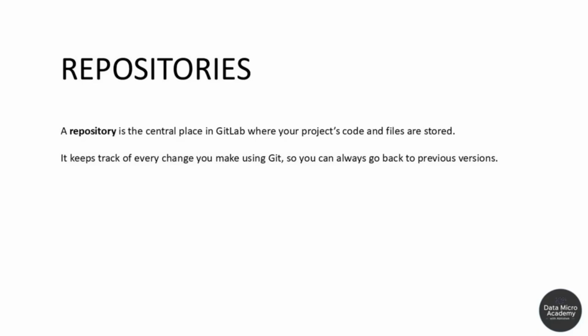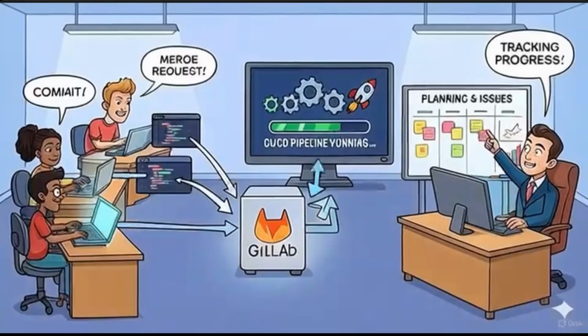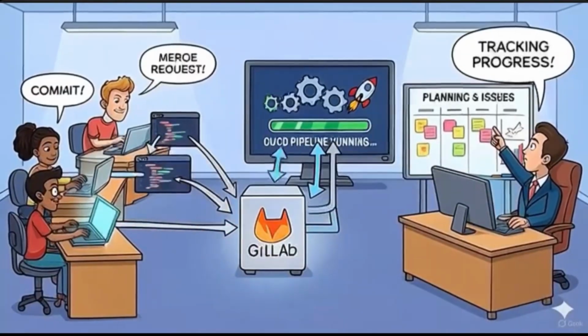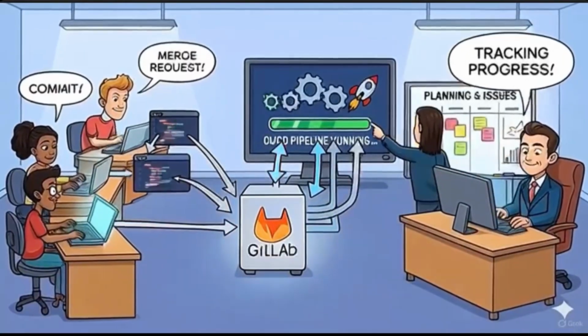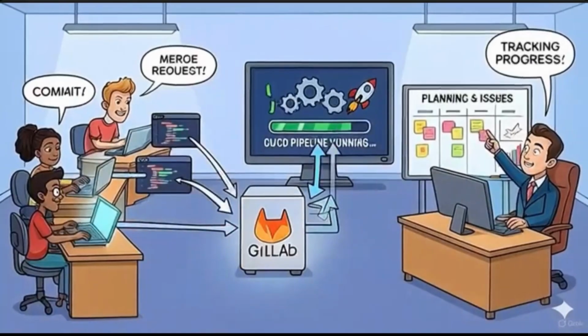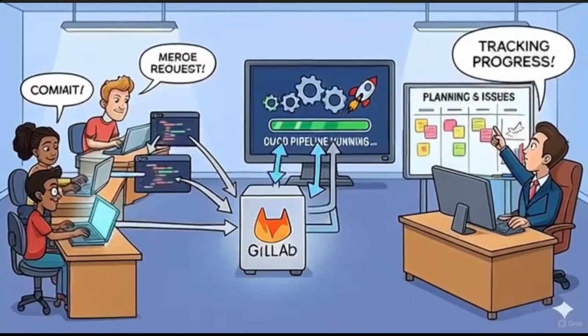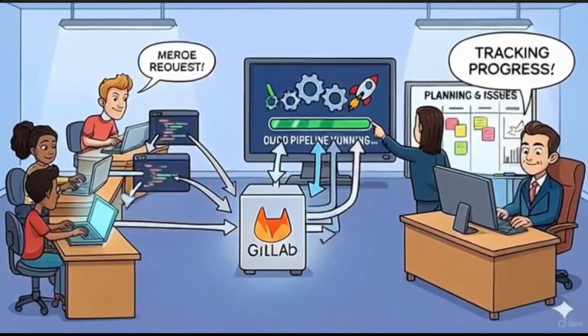This is the heart of GitLab because this is where your project's code and files will be stored. GitLab keeps track of every change you make to every file within the repository, and hence there is always a way to go back to the previous version of the files. Multiple developers can work together in the same repository without overwriting each other's work. After you create a new group, the first thing GitLab would prompt you to do is create a new project.